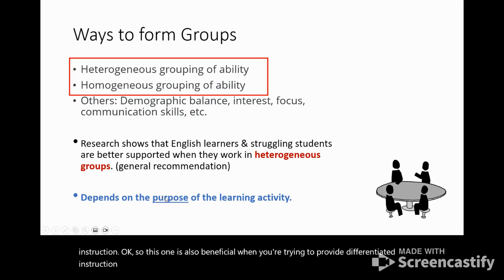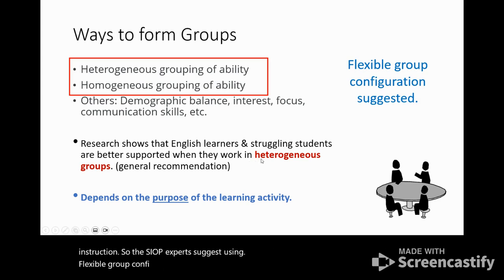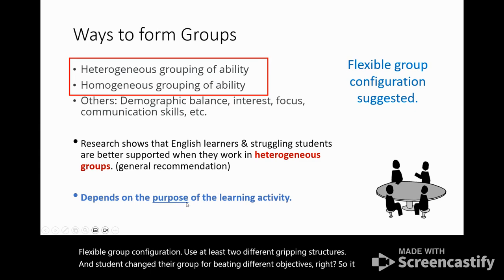So the SIOP experts suggest using flexible group configuration. Use at least two different grouping structures, and students change their group for meeting different objectives, right? So it depends on the purpose of the learning activity.